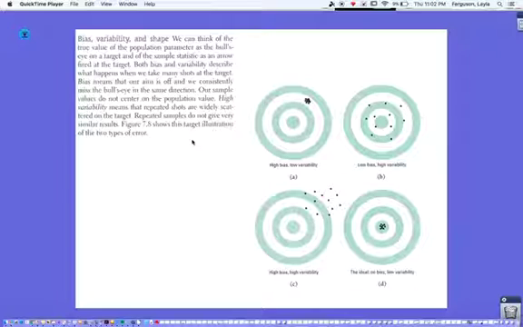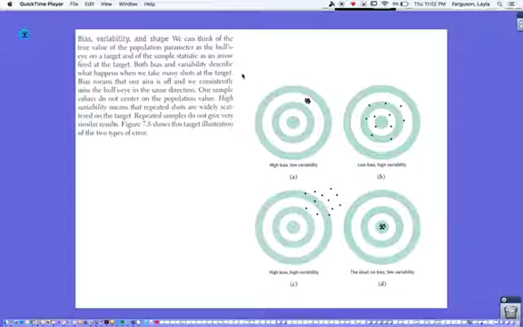So to sum everything up all together, this is an illustration of bias, variability, and shape. We can think of the true value of the population parameter as a bullseye on a target, and of the sample statistic as an arrow fired at the target. So all of our little dots would represent the sample statistic, like where it actually hits. And we could think about the location of it as being the population parameter. So both bias and variability describe what happens when we take many shots at the target.